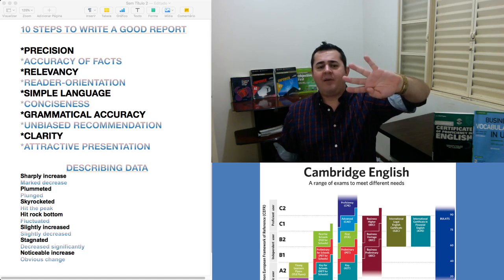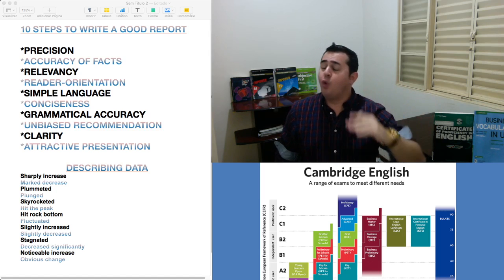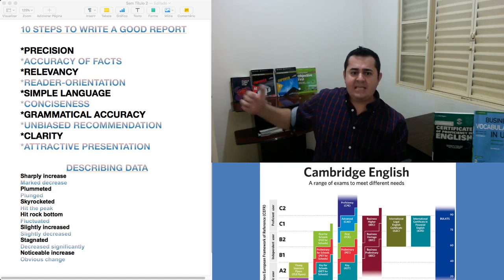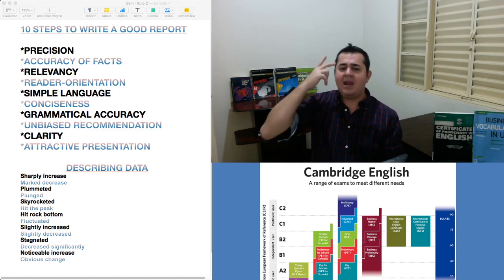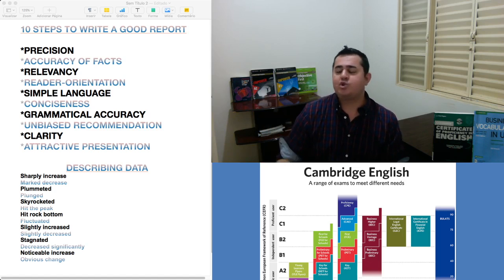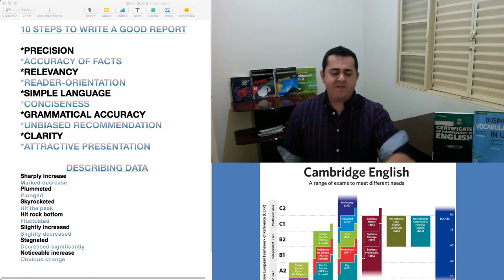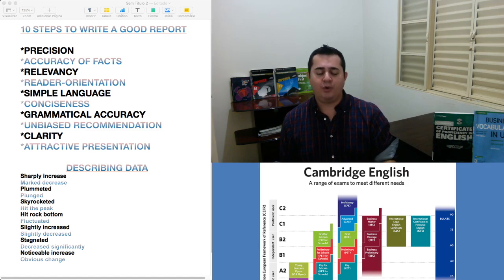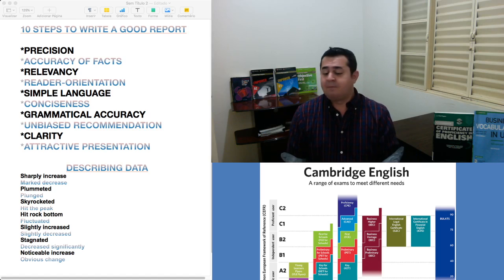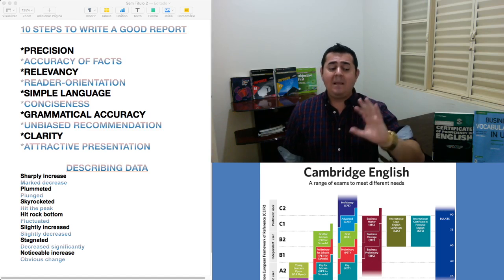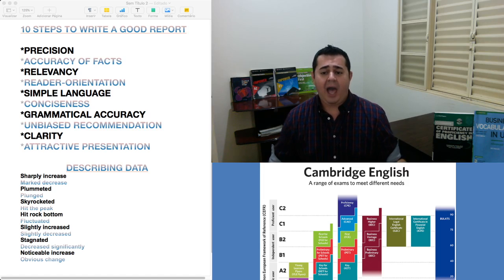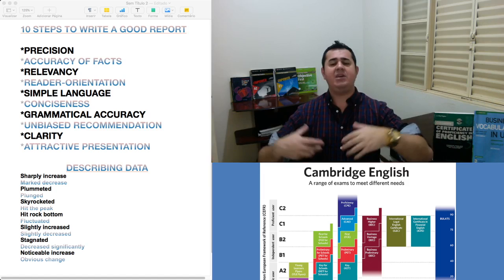Number 4, reader orientation. You always have to take into account who is reading your report, please. So basically, while you're drafting any report, it's necessary to bear in mind the person who is going to read it. That's why a good report is always reader-oriented. If my boss hasn't had the opportunity to go to a proper college, he's a very simple-minded person, okay, or a narrow-minded person, the way I'm going to write a report is going to be completely different from another boss who studied at Oxford University. You understand why? Because the language they use is different, the vocabulary they use is different.